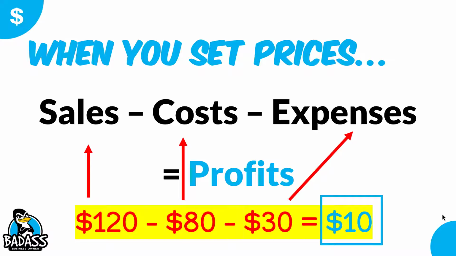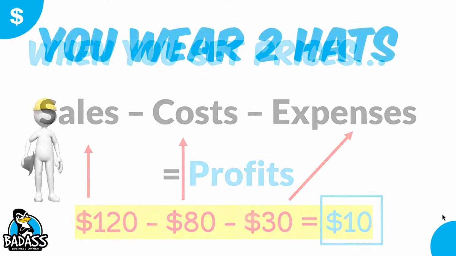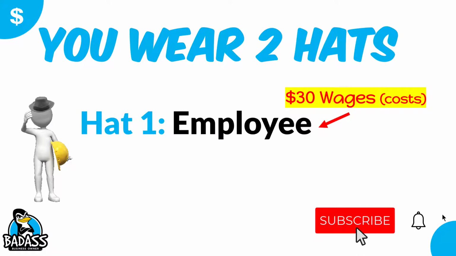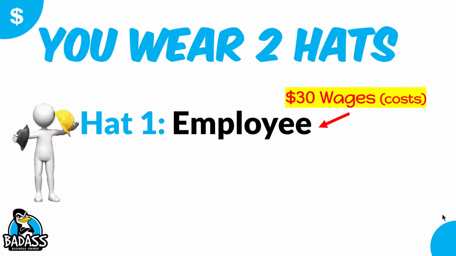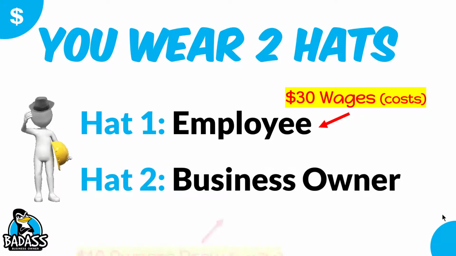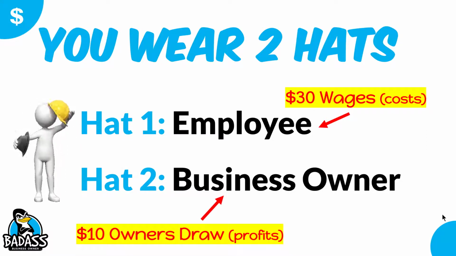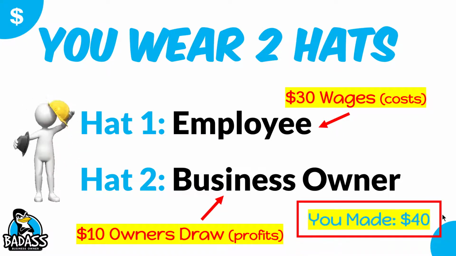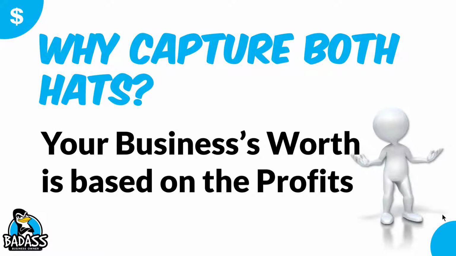Now remember, we got paid in two different columns, right? So because we wear the two hats, we know as an employee we got paid $30 for that service because we accounted for that over in the cost section. And we also know that as a business owner, we made $10 other as a business owner for our owner's draw. So when we set our prices, we know that, hey, I made $40 in my business between both hats for that particular service.